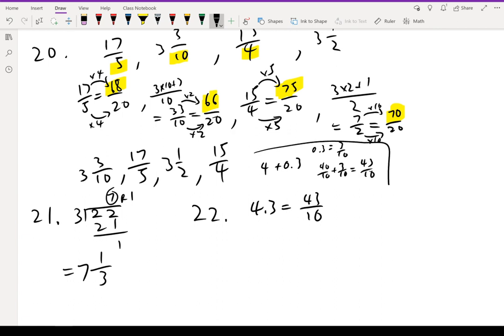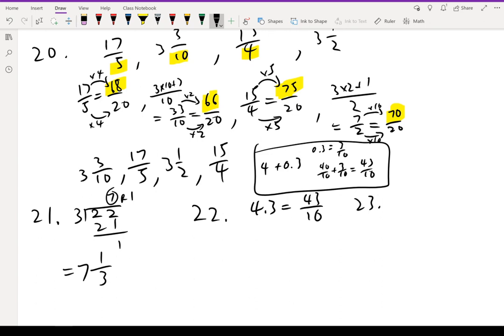So this is just in case you don't know how to do a bigger decimal number into an improper fraction. So that's 43 over 10, and we cannot simplify it anymore. Okay. Question 23. We want to do 3 and 5/9 as a decimal.